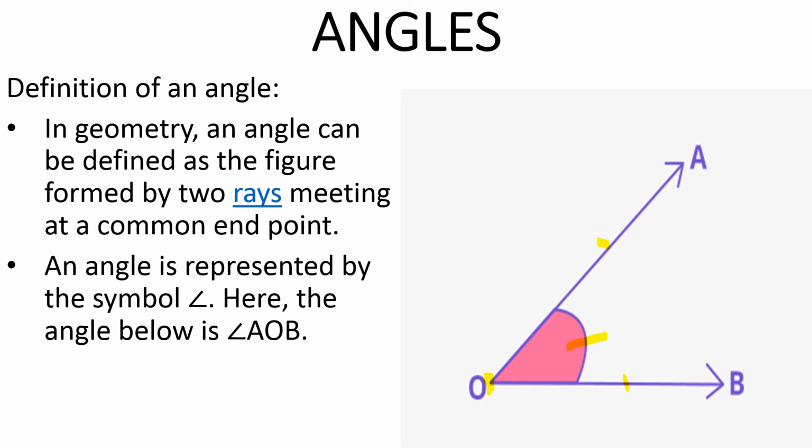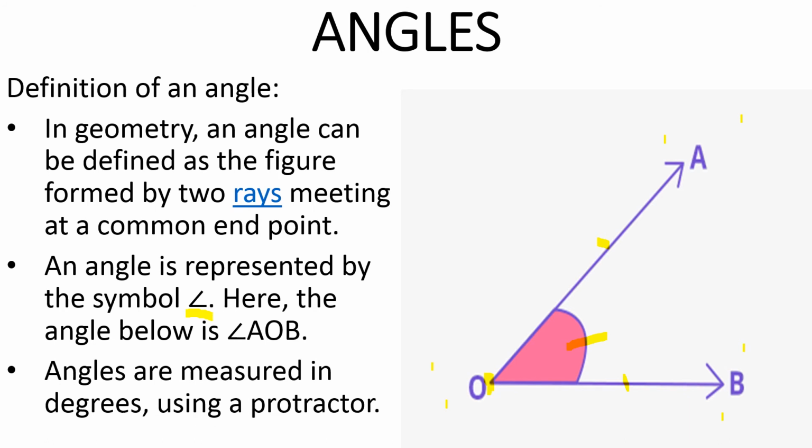Then we are going to represent the angle now. An angle is represented by a symbol. Here the angle below is angle AOB. We can denote, naming the angle, as angle AOB or else BOA. The O should be in the center place because O is the place where the angle is formed.